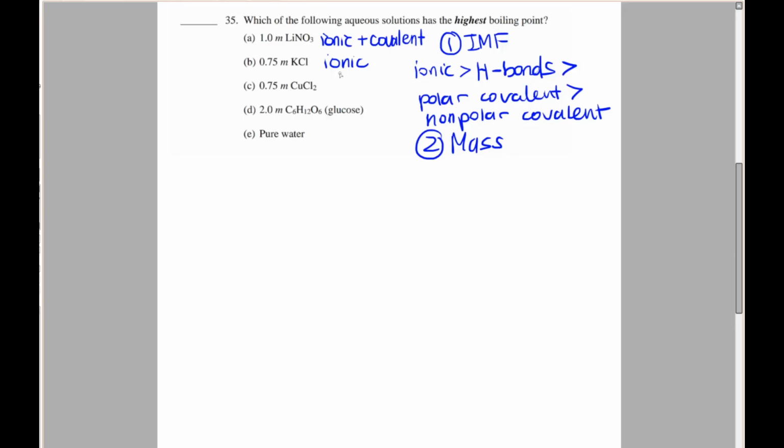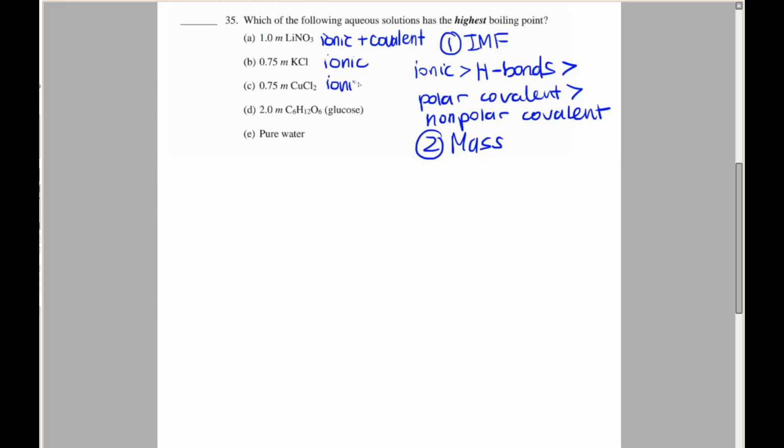If it was multiple nonmetal atoms, then that would be sort of like its own covalent bonding, and then on top of that, there would also be the ionic bonding to the potassium or the K atom here. So this one is just ionic. For C, CuCl2, this is going to be the same as A.